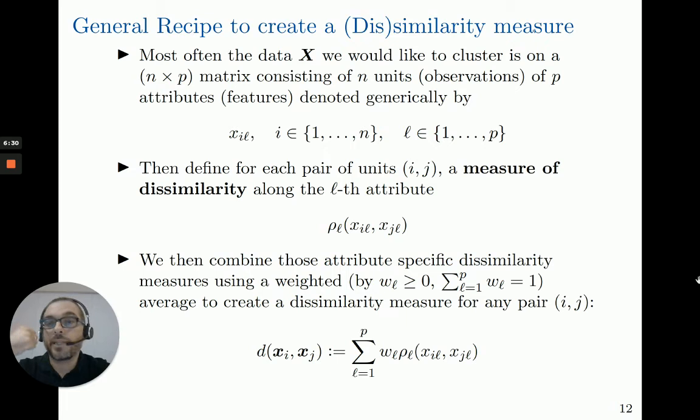We then combine those attribute-specific dissimilarities with a weighted measure. So we define the weights. These weights must be positive and sum to one. And the total dissimilarity measure for a pair i, j will be the weighted combination of the attribute-specific dissimilarities rho_l.